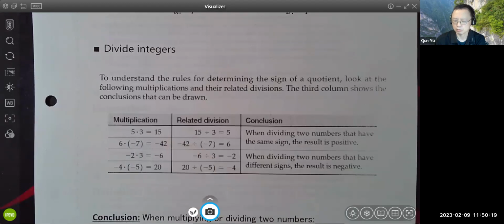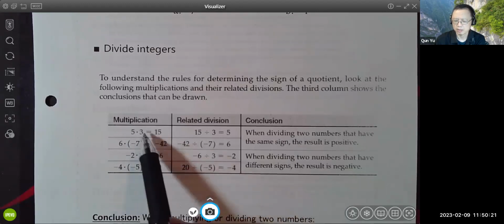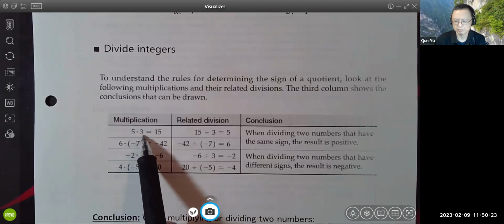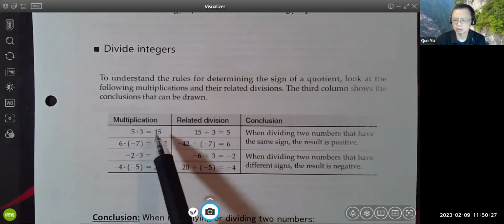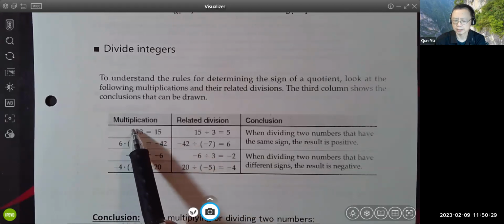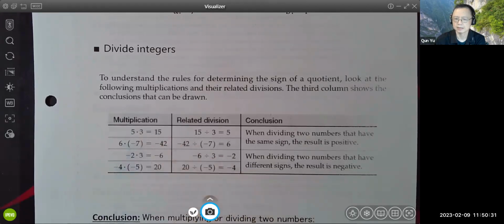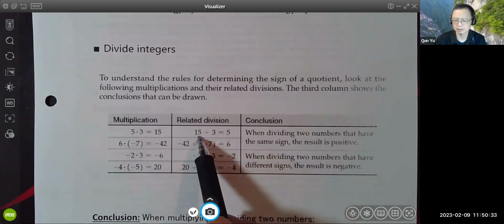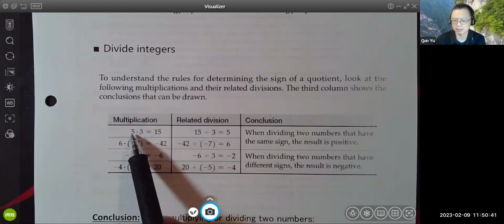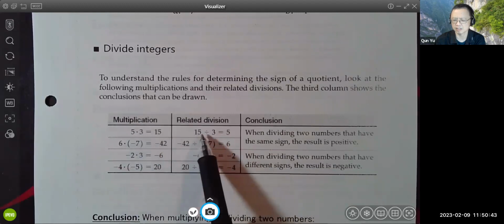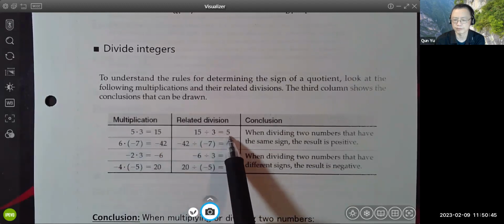multiplication are opposite operations. So we have 2 numbers, 2 factors, multiplied together to equal the product. In order to find one of these factors, you need to divide by the other factor, as indicated in the second column. Say if I use 15 divided by 3, one factor, I get the other factor. So 15 divided by 3 equals 5.